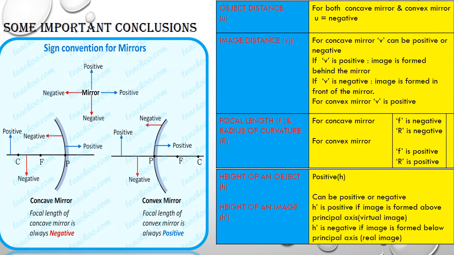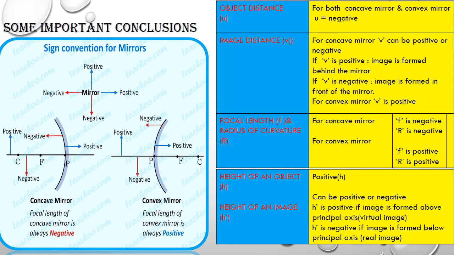Let us summarize. Object distance U: for both concave mirror and convex mirror, U will be negative. Image distance V: for concave mirror, V can be positive or negative. If V is positive, image is formed behind the mirror. If V is negative, image is formed in front of the mirror, that is on the left side. For convex mirror, V is positive. Why, children? Because both the image formations are on the right side.